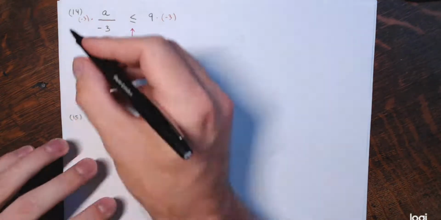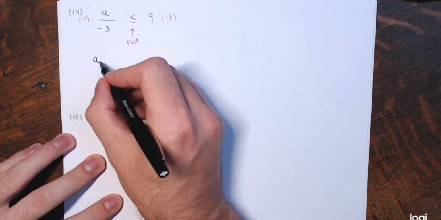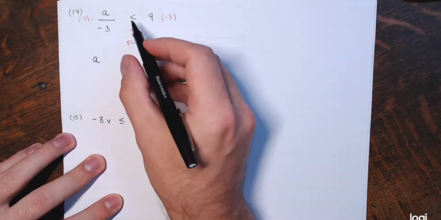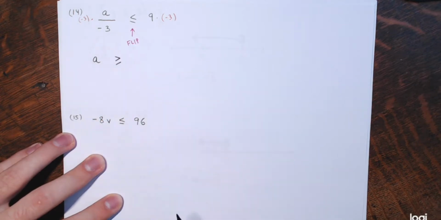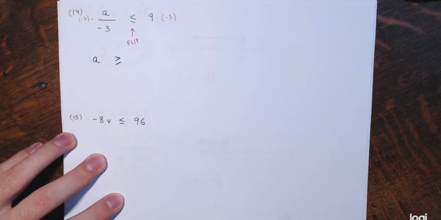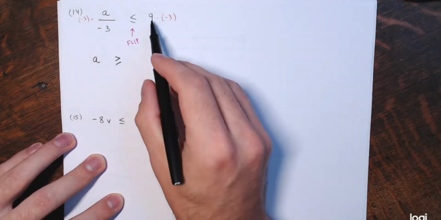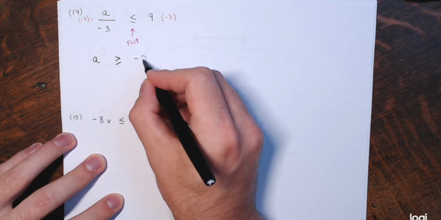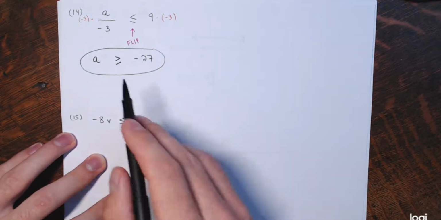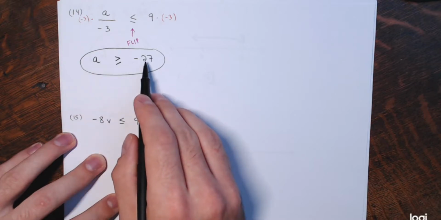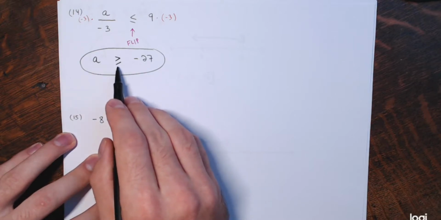So on the left, I'll have simply a, because the -3's cancel. This is less than or equal to becomes is greater than or equal to. Please don't forget to do that when you're multiplying or dividing by a negative number. It'll change the direction of the inequality. I can't say that enough. And then 9 times -3 is -27. And there you go. Here's a description of all the solutions. All the numbers greater than negative 27 are solutions. Negative 27 itself is also a solution.